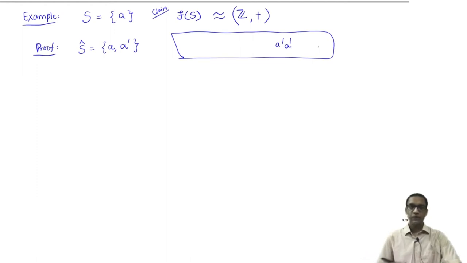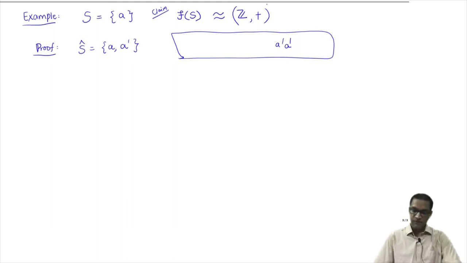And finally, after you have done this process as many times as you can, you will find that the word that you finally get has only A's or has only A primes. It has some number of A's or it has some number of A primes. And that number of A's that you are left with, that's really the integer that we are going to map that word to.